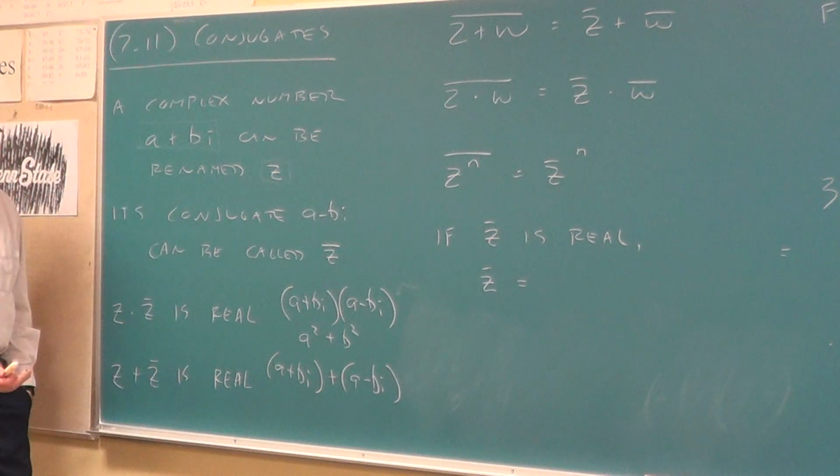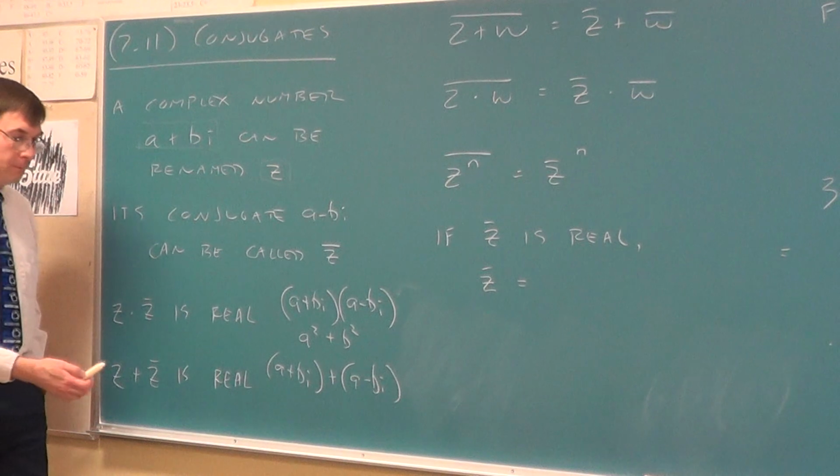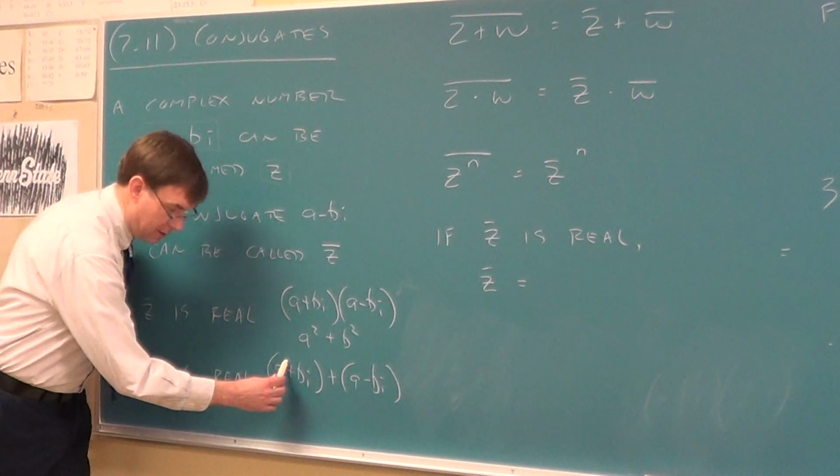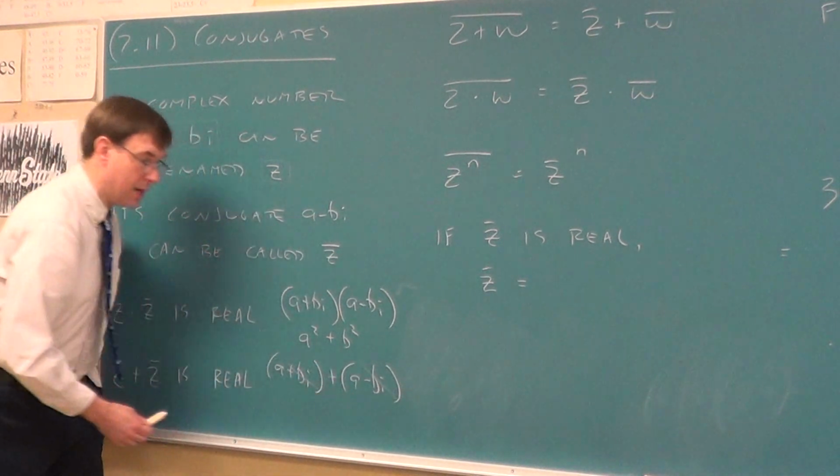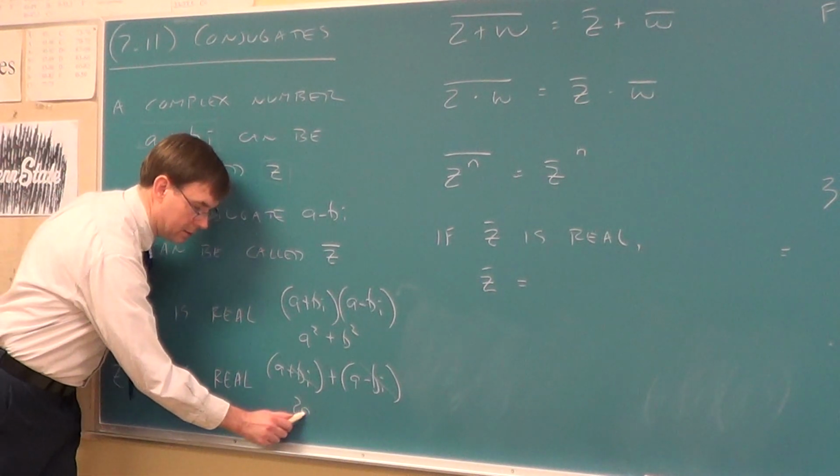Why is the imaginary part not there anymore? Why is this a real number? They cancel out. Who cancels out? The Bi. Adding bi and subtracting bi would eliminate, you would just get 2a.